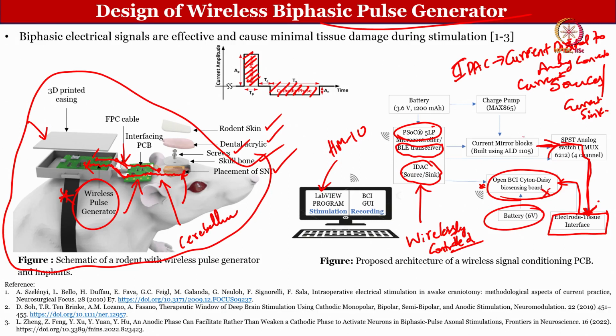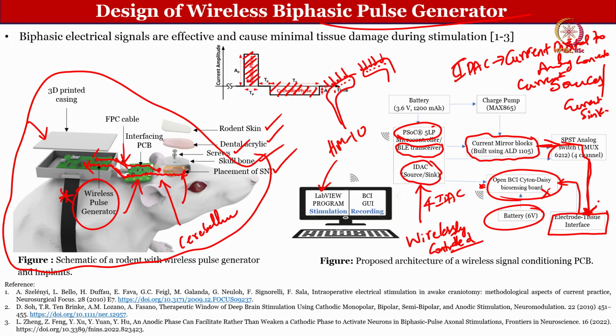Now, what is this concept of current mirroring here? Why are we doing this? Now, if you look at this, there are 4 IDACs present in this microcontroller, and I have 5 electrodes, right. 5 electrodes on the right, 5 electrodes on the left. Let us say I want to stimulate all the electrodes at a time.